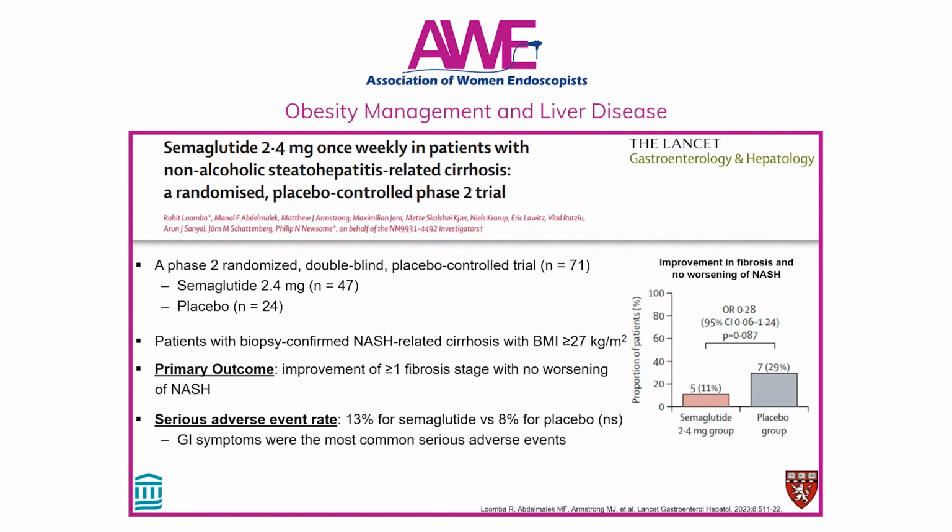Now, what about semaglutide for patients with cirrhosis? Here's another phase 2 RCT on 71 patients with NASH cirrhosis with a BMI of at least 27. Patients were randomized to semaglutide 2.4 milligrams weekly or placebo. At 48 weeks, there was no difference between the 2 groups in the proportion of patients who experienced an improvement in fibrosis by at least 1 stage without worsening of NASH: 11% in the semaglutide group versus 29% in the placebo group. The SAE rate was similar between the 2 groups. So these 2 studies together suggested that semaglutide may be beneficial for patients with NASH, but probably not if they have already progressed to cirrhosis.